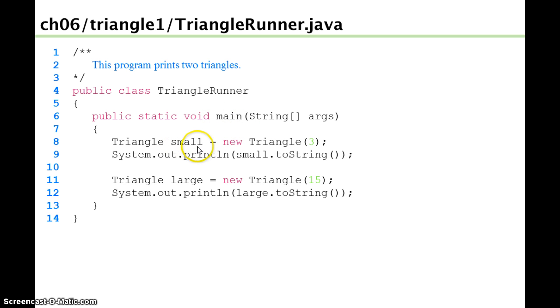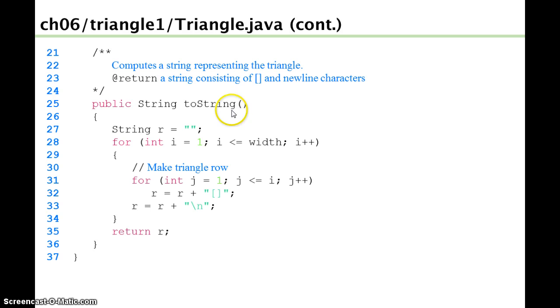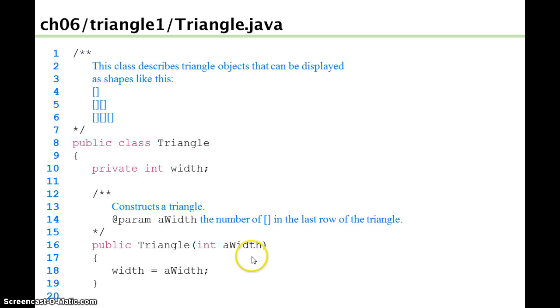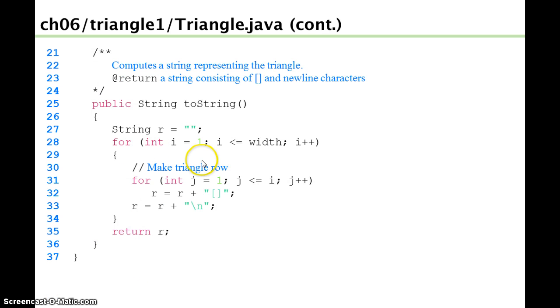Then we have our triangle runner here in our main method. So we're going to create a small triangle first with a width of 3. Okay, or it's going to have 3 rows. So that loop is going to loop, since width is passed in here, 3, and then the width is 3. So then this outer loop will loop 3 times. Okay, so this will loop once. Then the outer loop will be 2, and then this will loop twice, and the outer loop will be 3, and then this will loop 3 times.